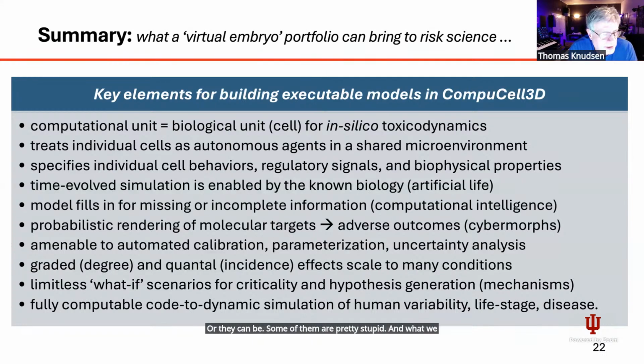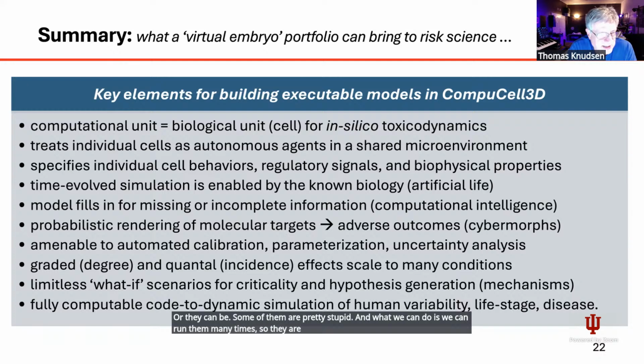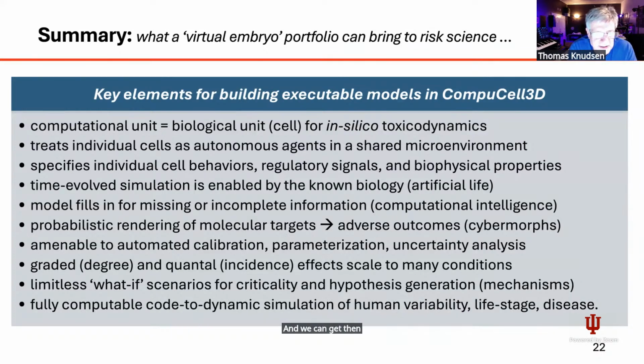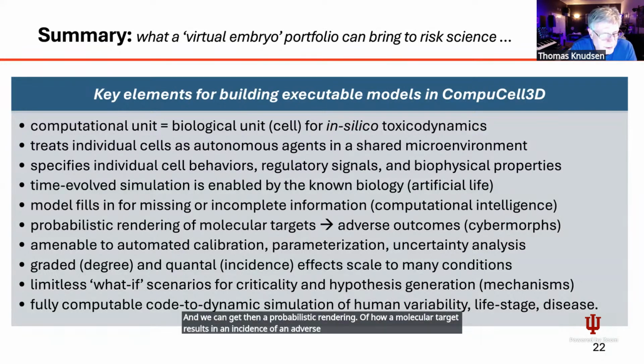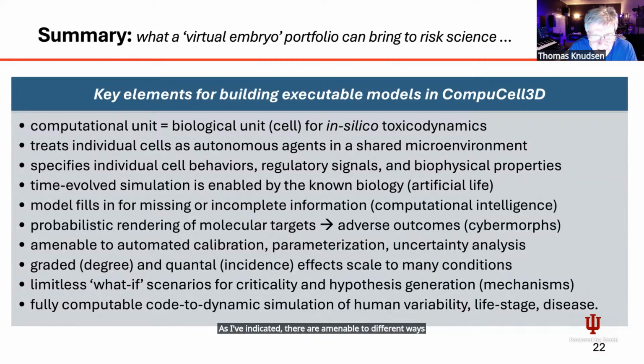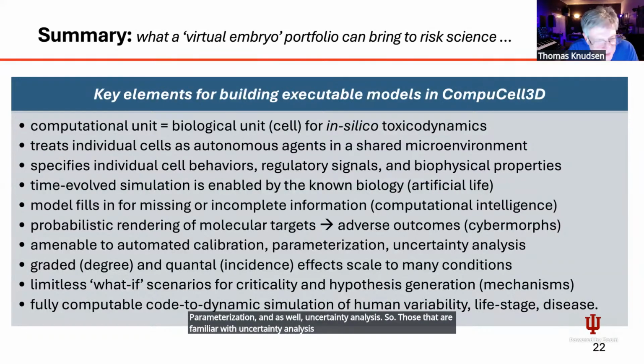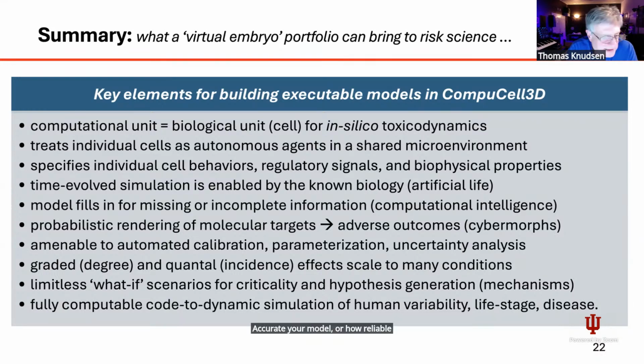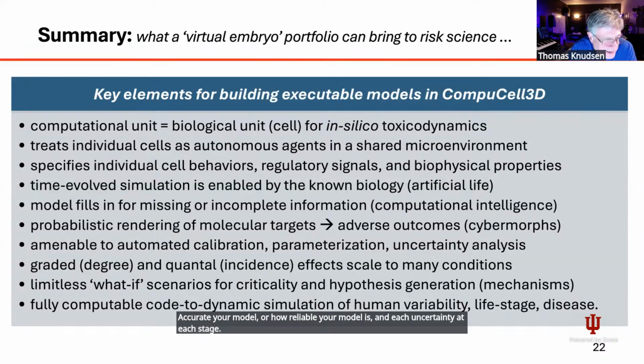And what we can do is we can run them many times. So they are stochastic, and we can get then a probabilistic rendering of how a molecular target results in an incidence of an adverse outcome or a cybermorph. As I've indicated, they're amenable to different ways of automated calibration, parameterization, as well as uncertainty analysis. Those that are familiar with uncertainty analysis would know that there's statistical ways of knowing how accurate or how reliable your model is, and each uncertainty at each stage amplifies as the models progress.